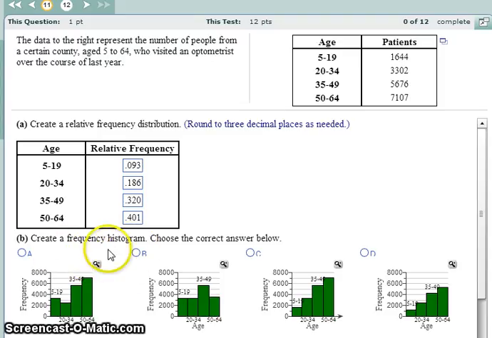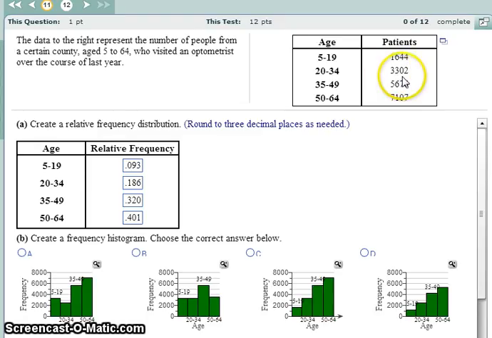So the first one's a frequency histogram. We're going to look at our frequency chart and just find the graph that corresponds to this chart. So the 5 to 19 bar should go up to about 1644. In this one it goes up over 3,000, so that's wrong. And this one it goes up to around 3,000, so that's wrong. This one is less than 2,000, so it could be 1644. This one looks better, you really can't tell between those two. So we're down between C and D now. Let's look at the next one.